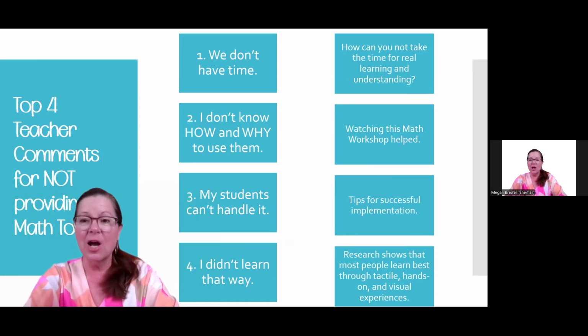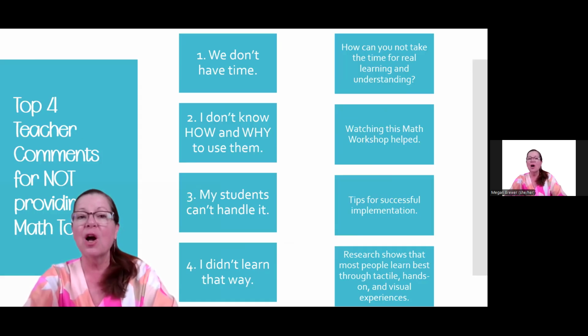Hopefully, this math workshop is helping you with the second comment, providing you with the rationale for the how and the why. We respect that you are the professional in your classroom, and it is your decision on how to provide the best instruction possible for your students.